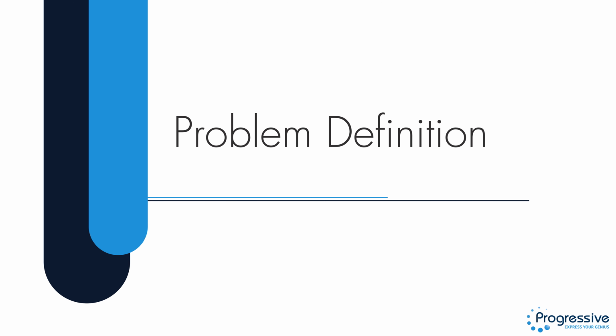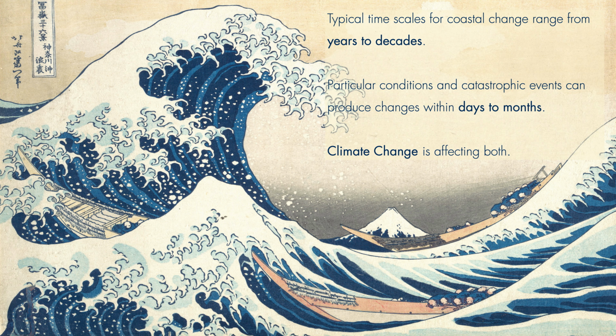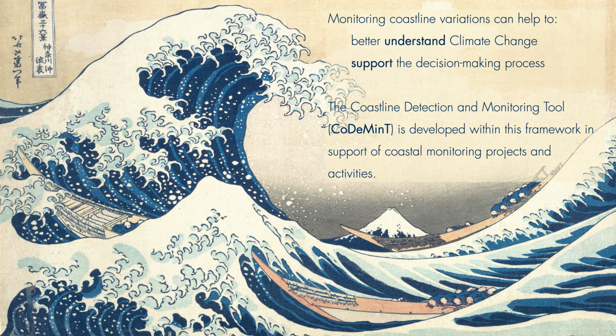Let's start with the problem definition. Under normal circumstances, coastal dynamics depends on several factors, from winds to river sedimentation, and changes can occur within years to decades. However, particular conditions and catastrophic events can produce changes within days to months. And it is important to notice that climate change is affecting both of these dynamics. It is in this framework that we decided to develop CoDeMinT in support of coastal monitoring projects and other activities.